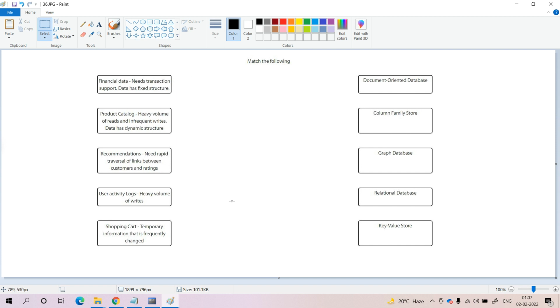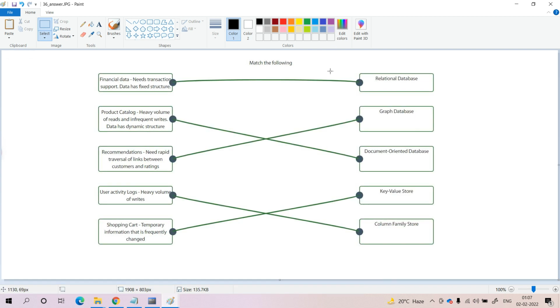So here the next question is a matching one: the applications are available and the respective databases are available on the right side. We need to match the following. For this, it is a theoretical question. All of you please observe it. For financial data that needs transaction support, and data is in the format of a fixed structure, we need to consider a relational database. Please remember it. Especially if you want to perform transaction related operations as well as the data is in the format of a fixed structure, we need to consider a relational database.